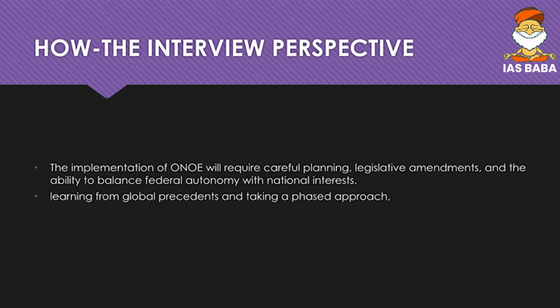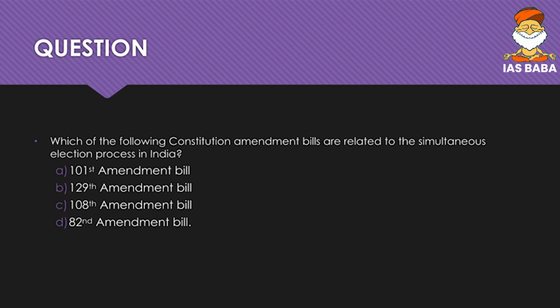I hope you have now understood the complete topic and you can follow whatever news is coming in the days ahead. If you've understood this topic in a clear manner, try answering this question. Now, coming to yesterday's topic, the answer for yesterday's question is protected area regime. For today, the question reads: which of the following constitution amendment bills are related to the simultaneous election process in India?